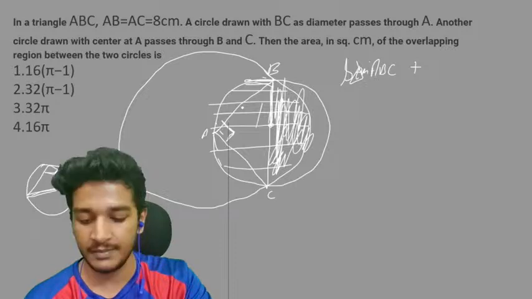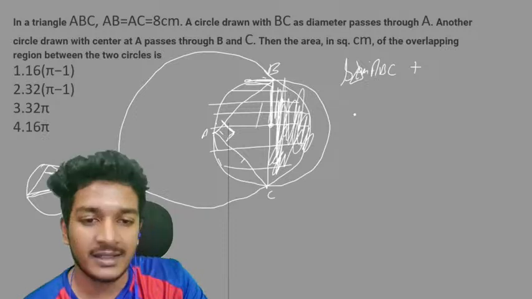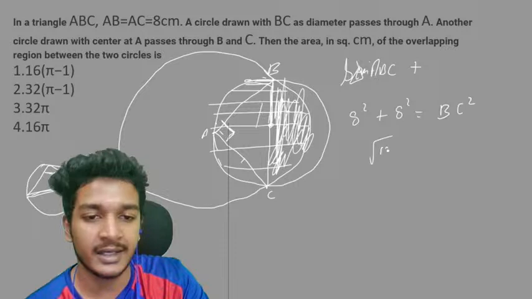So I know that this length is 8 and this length is 8, so I can take this length out. What will this length be? This length will be root under of 8 square plus 8 square, will it not? So 8 square plus 8 square is BC square. It is 64 plus 64, which is 128. So root 128.